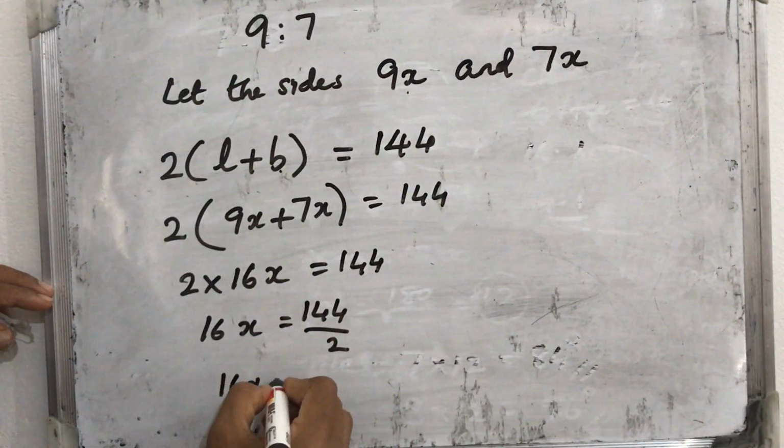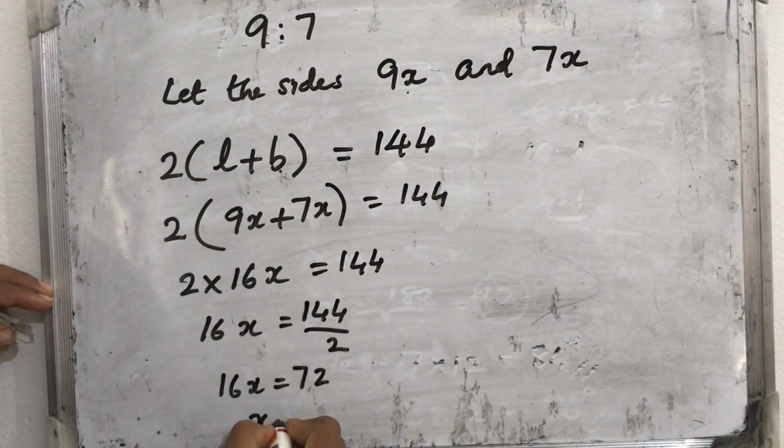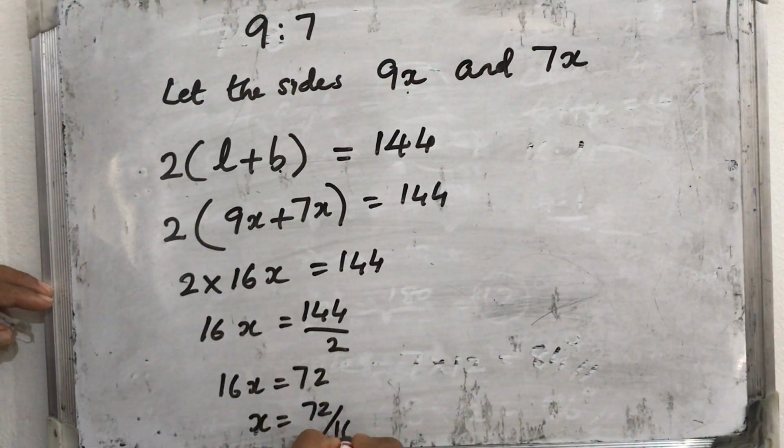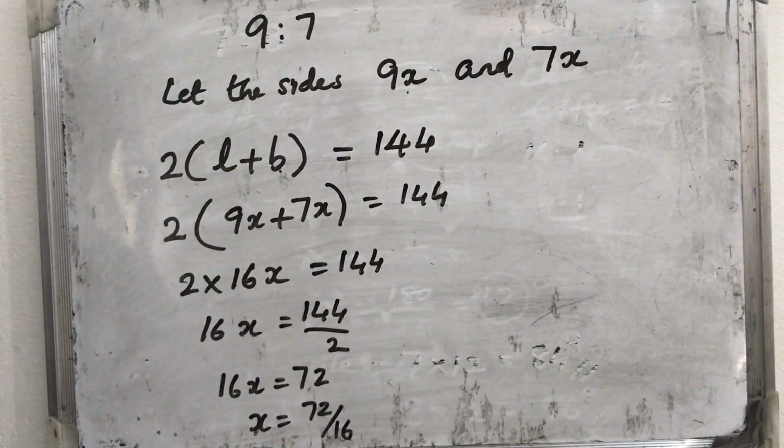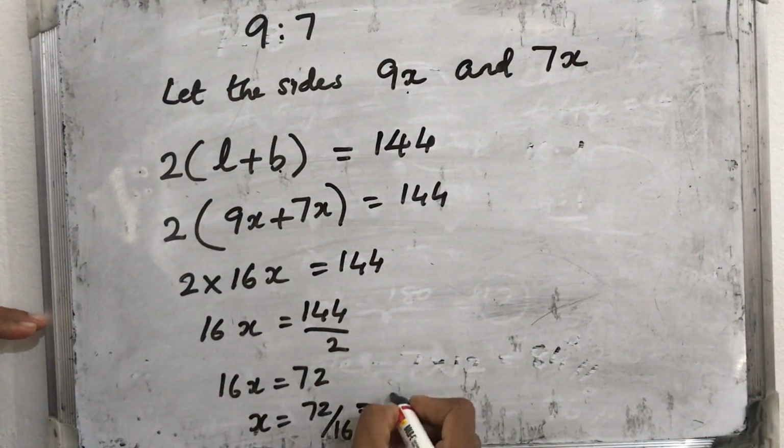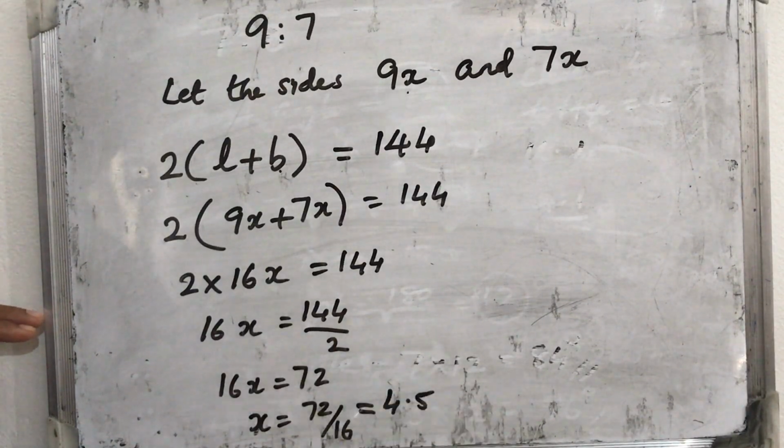That is 16x is equal to 72. Therefore, x equals 72 by 16. Okay, 72 by 16. So, after calculation we will get 4.5.